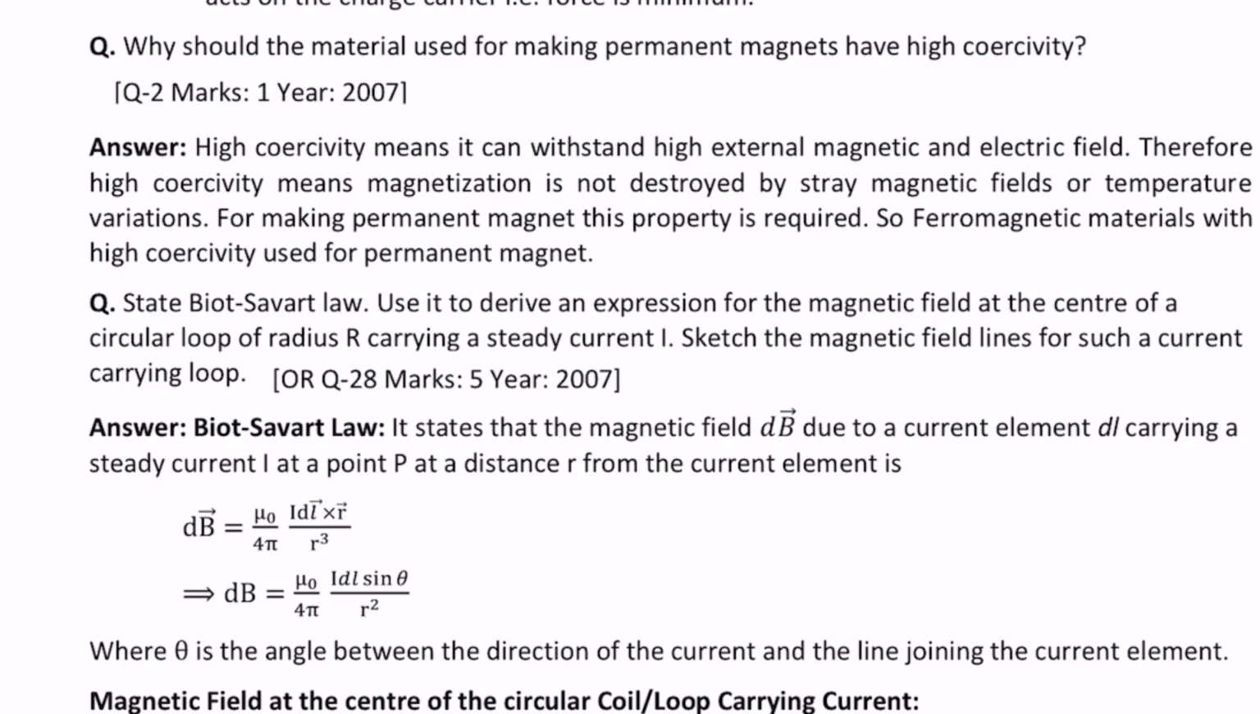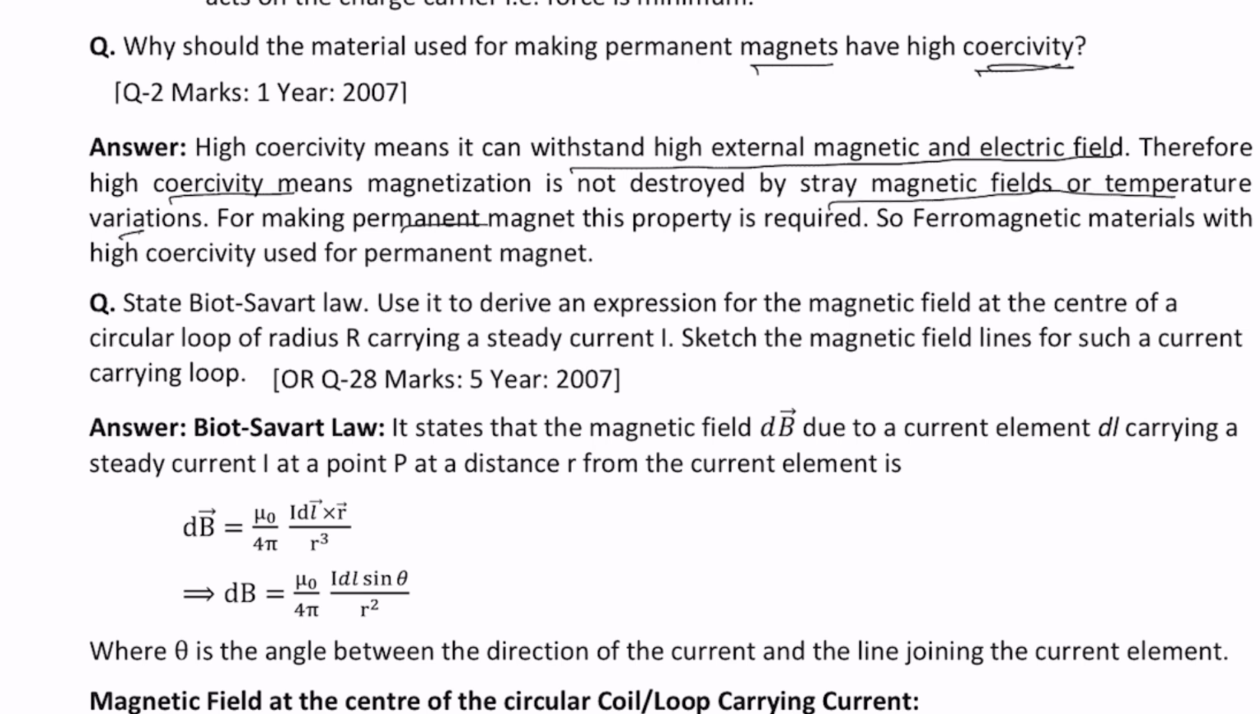Next question: why should the material used for making permanent magnets have high coercivity? High coercivity means it can withstand a high external magnetic field and electric field. Therefore high coercivity means magnetization is not destroyed by stray magnetic fields or temperature variation, correct?